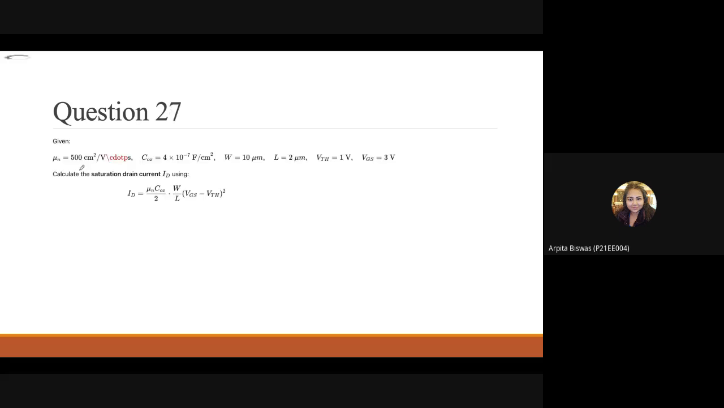Question number 27. Here I have taken 3 to 4 numericals. Here the mu value, COX, W by L, VTH and VGS are given. So calculate the saturation current. Directly put all these values in the equation and tell me what is the value of ID in the saturation mode. Just calculate it.